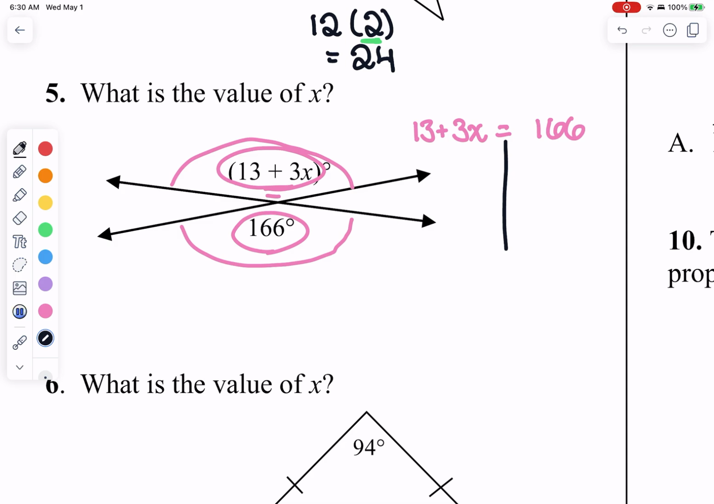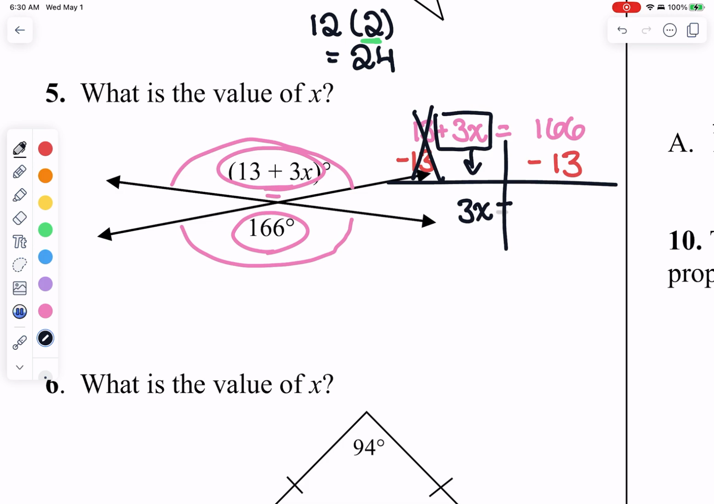So I box up my x, and I look on the outside. On the outside, I see 13. And I think to myself, what's the op of 13? Negative 13. I do that on both sides. Bring my line down. Bop the ops. Drop the junk. And I got 166 minus 13. That is going to give me 153.